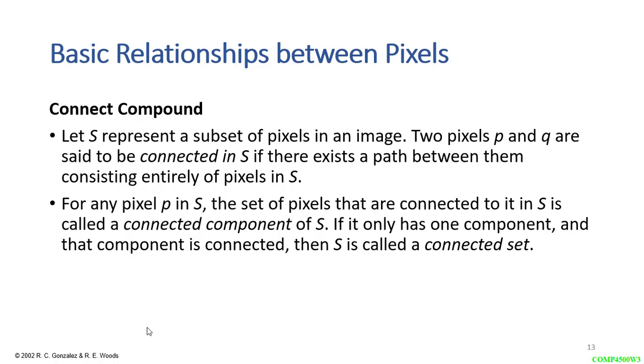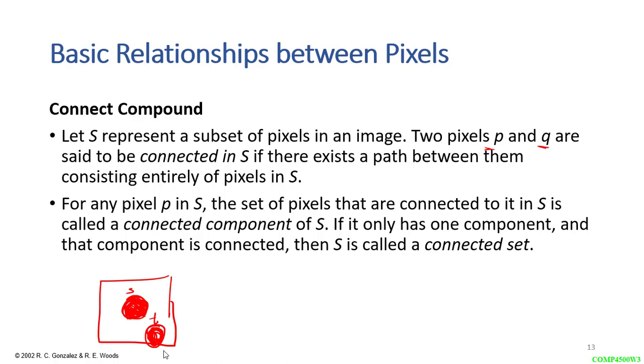So connected components are objects. If you have an image and you have connected components, we call them objects. So let S represent a subset of the pixels of the image. This is our image, and we have here a subset of the image called S. Two pixels P and Q are said to be connected in S if there exists a path between them. So any objects within S are said to be connected if there is a path between them. Now, this is S and this is T. An object from S to T are not connected, so they are said to be different objects within an image.